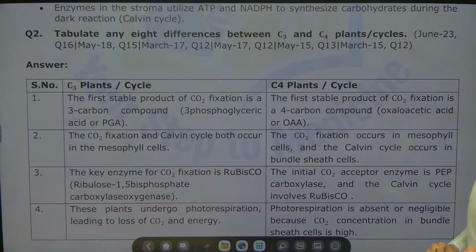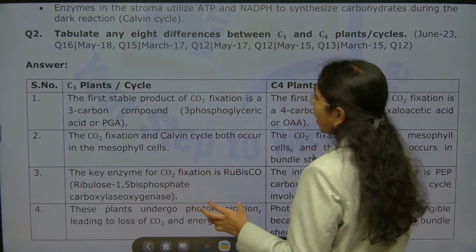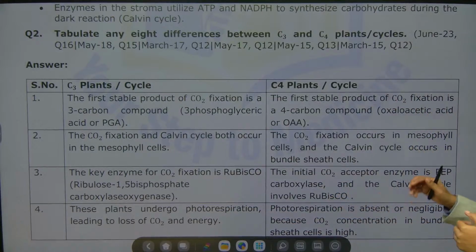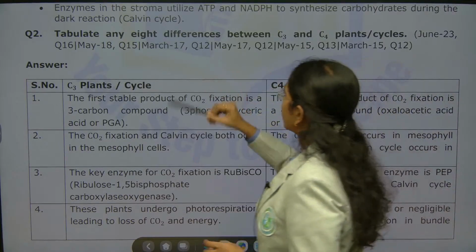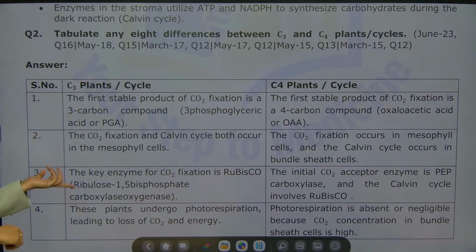Now we have to tabulate. Next question is to tabulate any 8 differences between C3 and C4 plants or cycles. Between C3 cycle and C4 cycle we have to tabulate minimum 8 differences. It is a multiple times asked question. If you see, in 2023, 2018, 2017 and 2015 as well. So many times asked question.